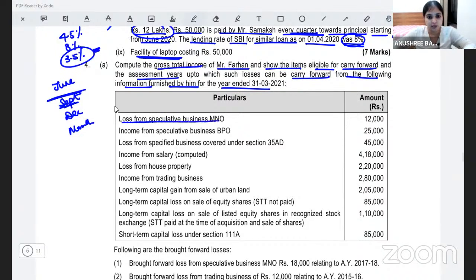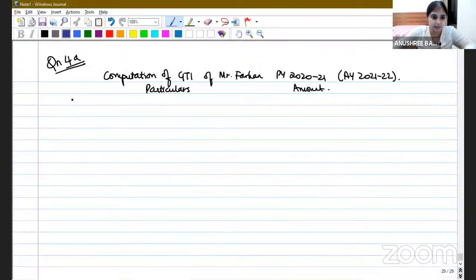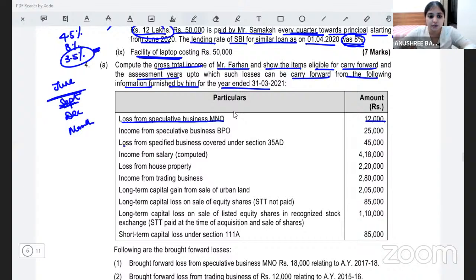So loss from speculative business, I'll keep this aside. Income from speculative business. So under PGBP, I have speculative income of how much? 25,000. Then we have loss from specified business. Loss again, I will keep it aside. Then we have salary income computed. Computed means they have already subtracted standard deduction and all from this. Okay, salary income is 4,18,000.